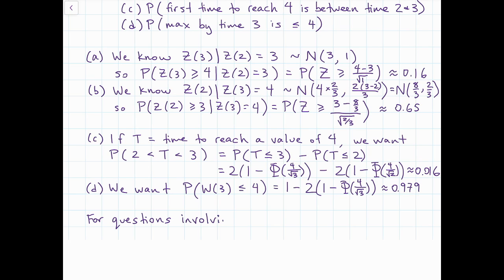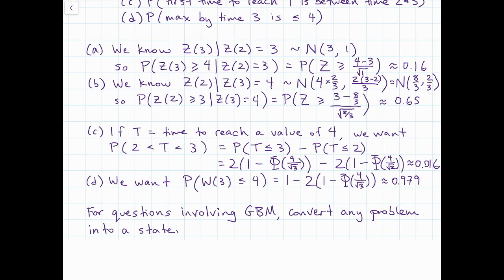This was all using standard Brownian motion, but any of these questions could be asked using Brownian motion with drift or even geometric Brownian motion. And the key is always to just convert any problem into a statement involving standard Brownian motion. So either by taking the log of both sides or subtracting mu t on both sides or whatever you need to do to turn it into a statement about Z of t, this process, and then use these advanced properties.